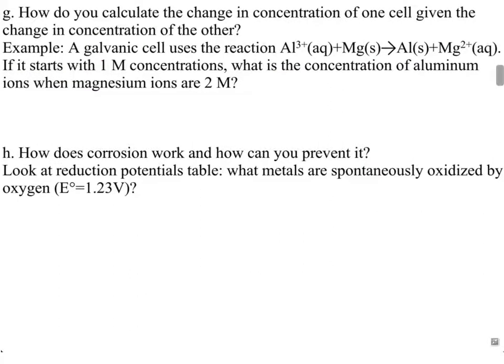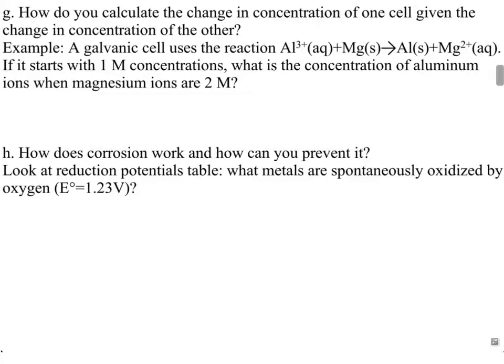Next objective. From a change in concentration of a galvanic cell, like as the battery runs, the concentration changes. How do you find the change in concentration of the other half reaction? For example, if we're doing that same reaction again, aluminum and magnesium, and if you start with 1 molar concentrations, what is the concentration of aluminum when magnesium is 2 molar?